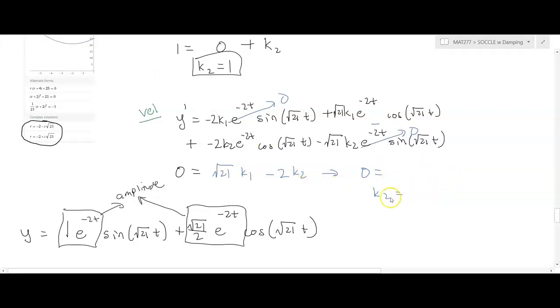So let's go ahead and resolve this. So this should be 0 equals square root of 21 k1 minus 2 k2, which is just negative 2. Add that to the other side, divide by square root of 21. We get 2 over the square root of 21. So it's just going to invert our fraction here. 2 over the square root of 21.